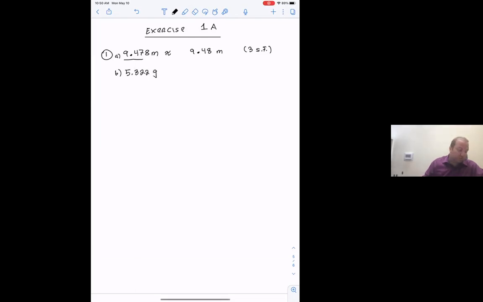B, 5.322 grams. 3 significant figures, so we're going to round to 5.32 grams. 3 significant figures. Part C, 1.8055 centimeters, 3 significant figures. 1.8, and what do we round to? Well, it's a 5, so we go up to 1.81 centimeters, 3 significant figures.